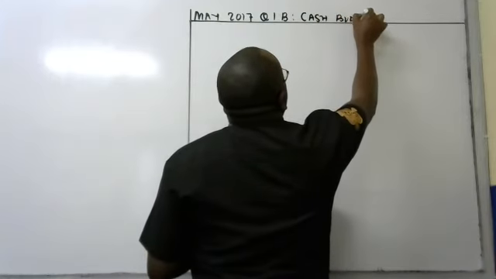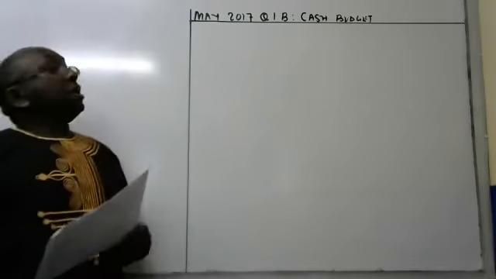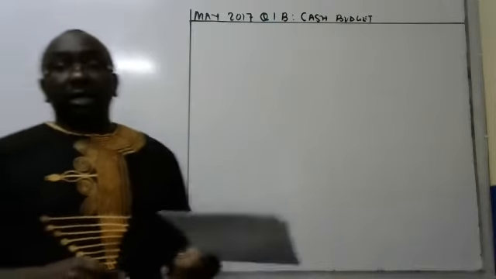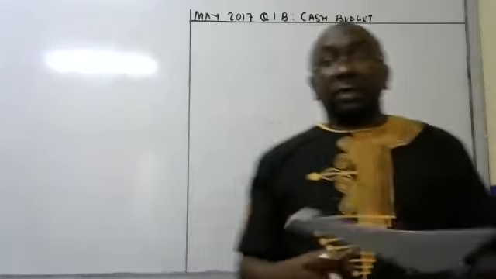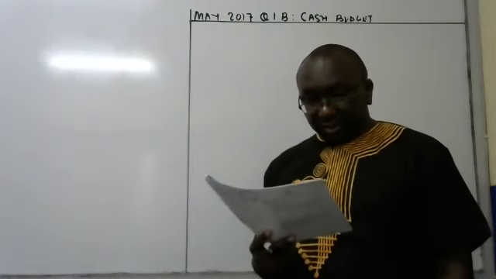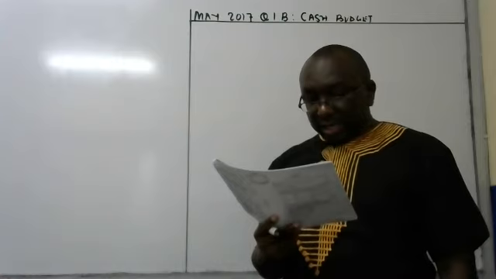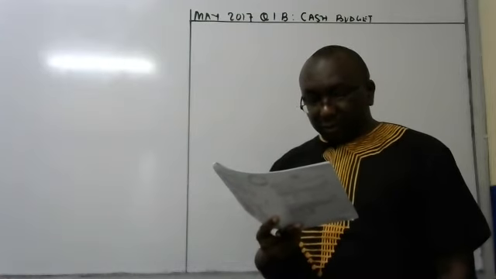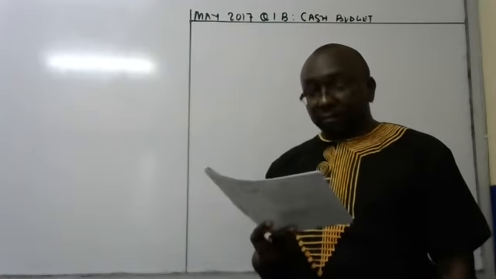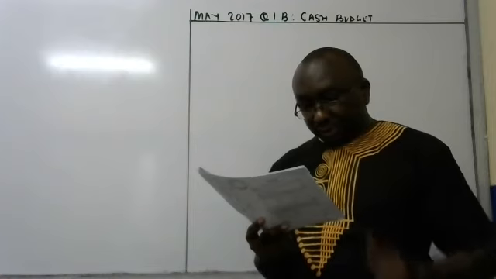It's a case of cash budget. May 2017, question 1B, a case of cash budgets. The question reads that Taxon Limited manufactures a single product branded PS. The management accountant is in the process of preparing the budget for that quarter for the year ending 31st of December. The following information is available: production and sales.